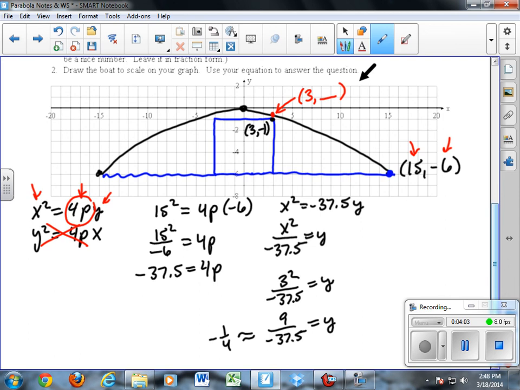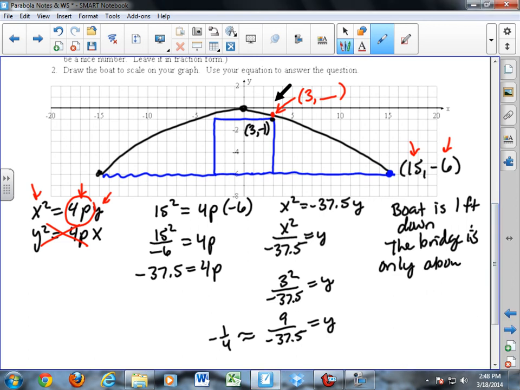As long as y is greater than negative 1, the bridge is going to be above the boat. So the bridge is higher than the boat. The boat is 1 foot down. The bridge is only about 1/4 foot down, so the boat fits under the bridge.